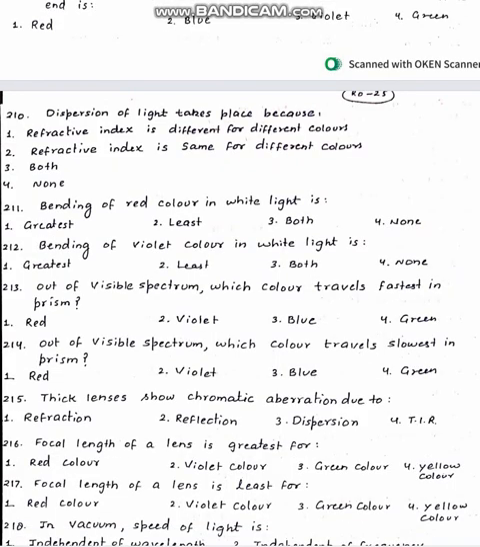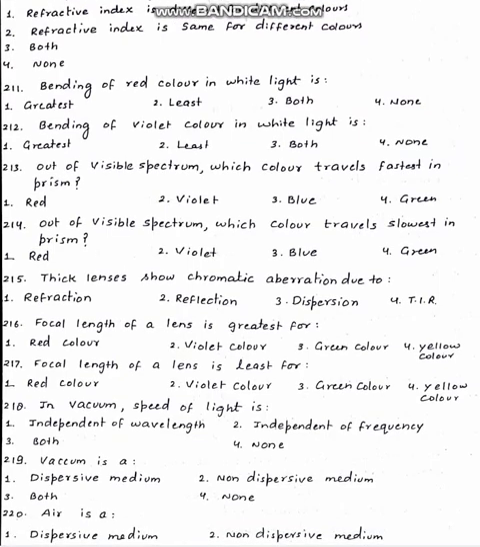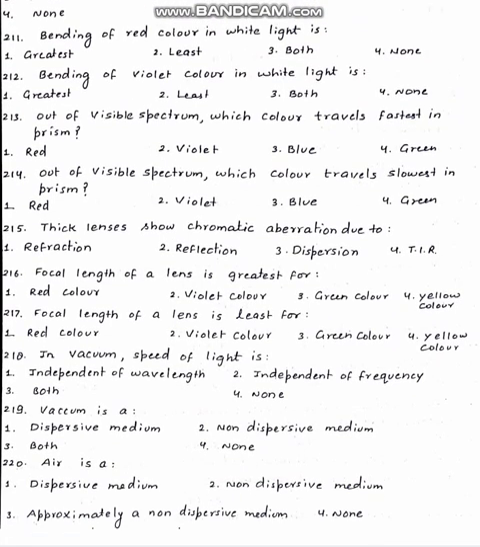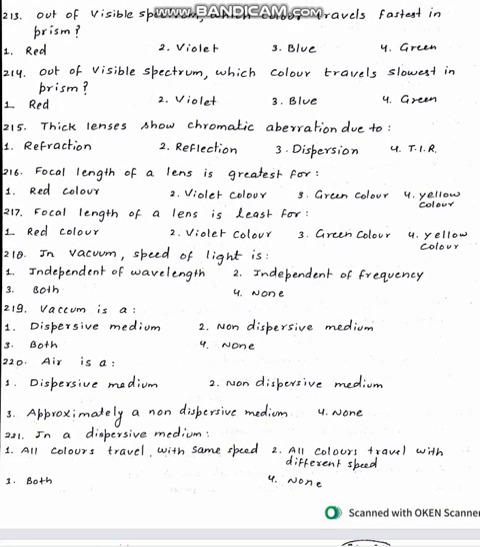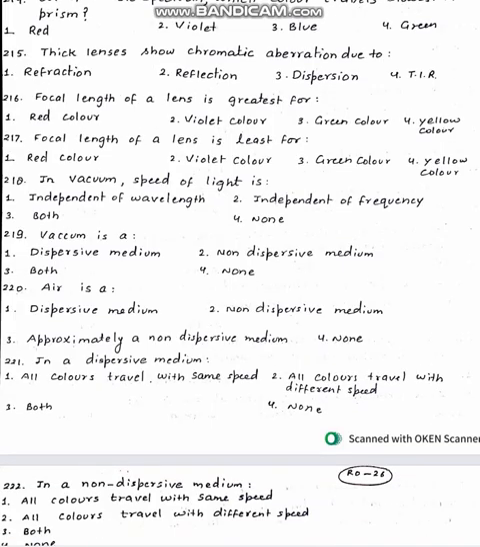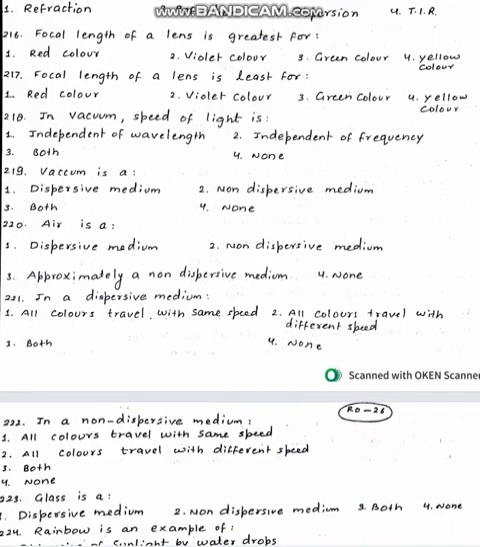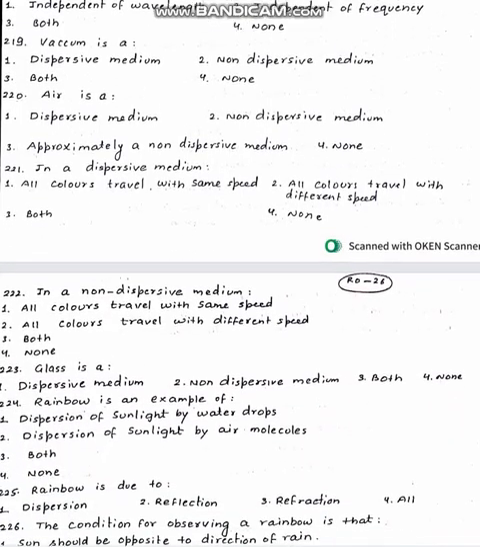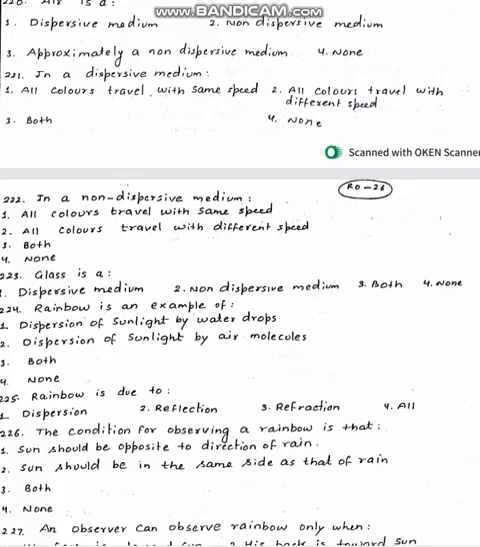Then we have questions on bending of light, bending of different colors, which color undergoes minimum bending, which color undergoes maximum bending. Then we have conditions for focal length. Then we have certain questions on dispersive and non-dispersive medium. There are examples of glass.